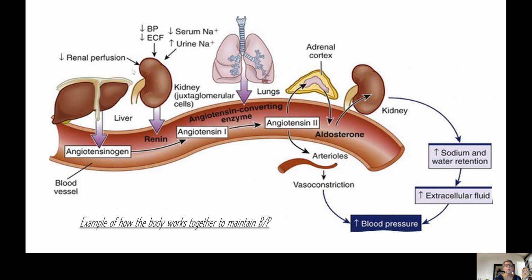In addition to that, the angiotensin 2 tells the adrenal cortex to secrete aldosterone, which tells the kidneys to hold on to sodium, hold on to water. That increases the extracellular fluid, so the volume increases. So together with the vasoconstriction and the retention of fluids, the extracellular fluid in the vessels, that equates to your blood pressure going up.